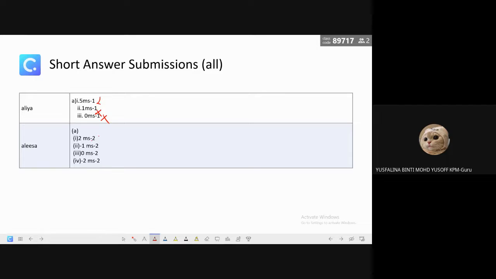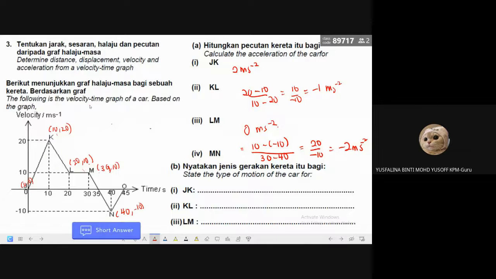Very good, Elisa. You need to consider the negative also because this is the acceleration. Acceleration is a vector, so don't ignore the negative signs.